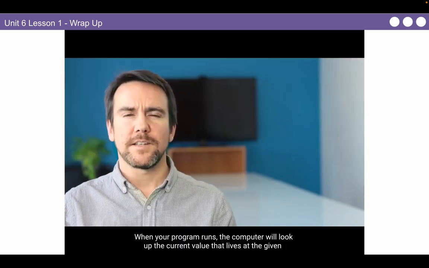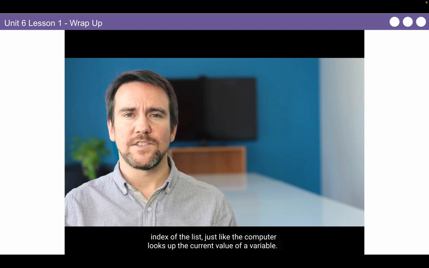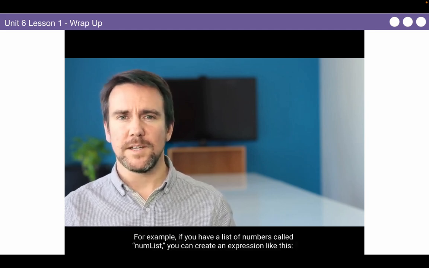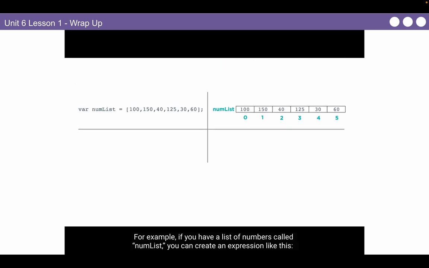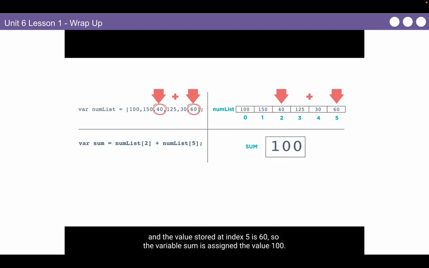When your program runs, the computer will look up the current value that lives at the given index of the list, just like the computer looks up the current value of a variable. For example, if you have a list of numbers called numList, you can create an expression like this. Var sum gets numList at index 2 plus numList at index 5. The value stored in index 2 is 40, and the value stored at index 5 is 60, so the variable sum is assigned the value 100.